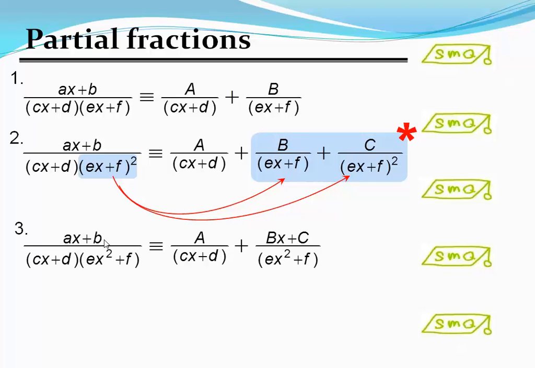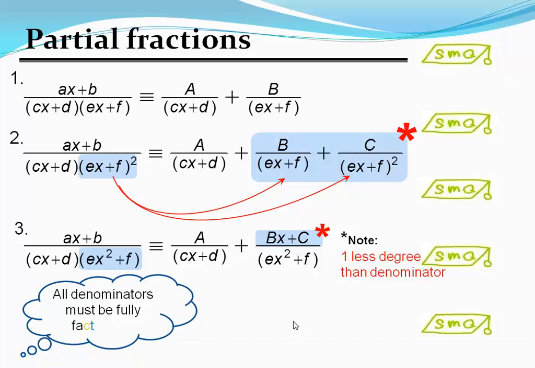The third general formula: if we have a quadratic factor in its denominator, then we would have to give a numerator with one degree less than the denominator, bx plus c in this case, which is one degree less than the denominator, which has a square.